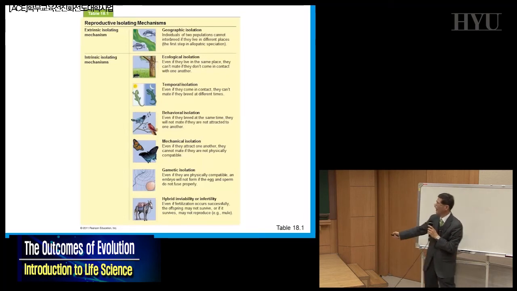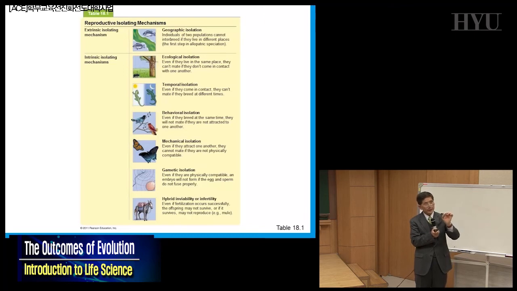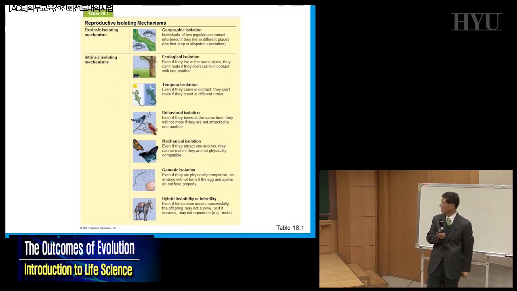Okay. So mechanical isolation, if it is too big, too small, they cannot mate. Gametic isolation, sperm and egg. Sperm swim to the egg, but there is a chemistry that has to be met. Between different species, they use different proteins that can recognize their own species' sperm versus egg. So that has to be matched. The last one is, I told you, hybrid inviability or infertility in the case of the mule.